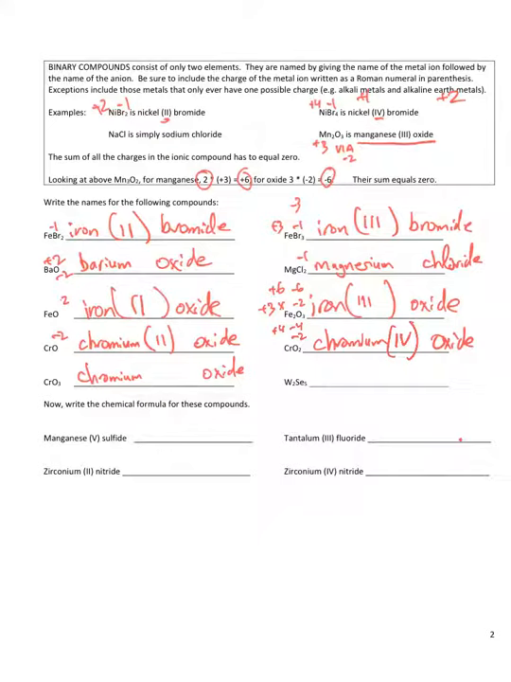The next one, CrO3, each oxygen is worth -2. All told, they add up to -6. This is chromium 6 oxide. Even though you don't see a 6 anywhere in the formula, it's chromium 6 oxide because the 6 refers to the charge on the metal ion.